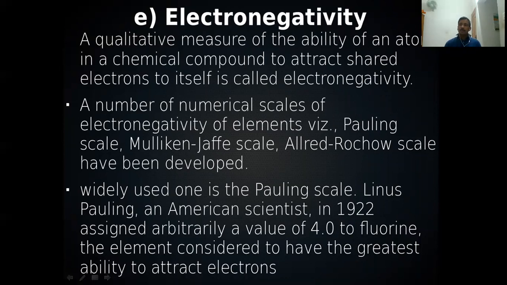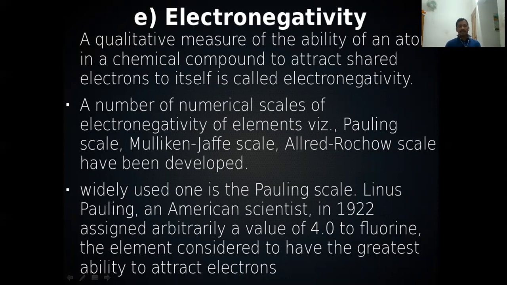It is not possible to measure the exact value of this ability. There is no instrument to measure the exact value of this ability. Then what is possible? Only comparison. If fluorine has this much of electronegativity, then what is the tendency of chlorine? Or what will be the value of chlorine? Only such a comparison is possible.